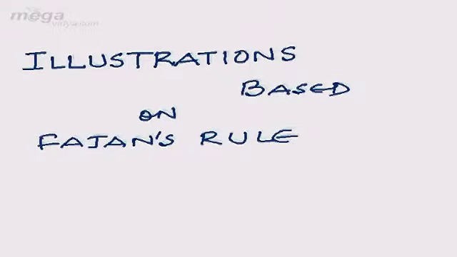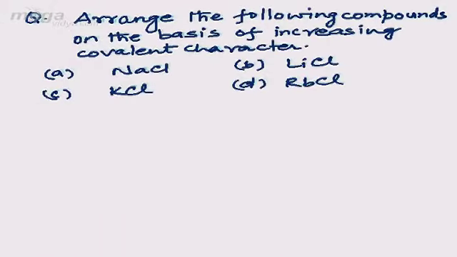Certain questions based on Fajan's rule. So in Fajan's rule already we have discussed polarization. Now let's see here. We have to arrange the following compounds on the basis of increasing covalent character.